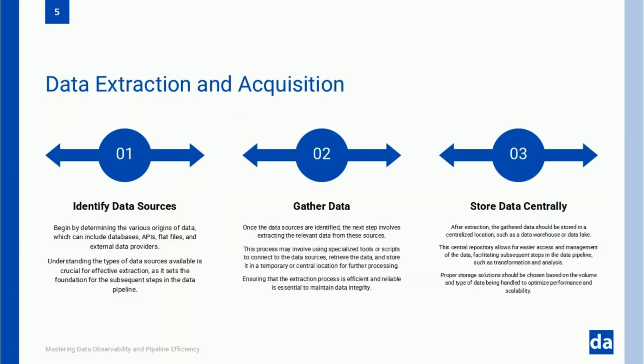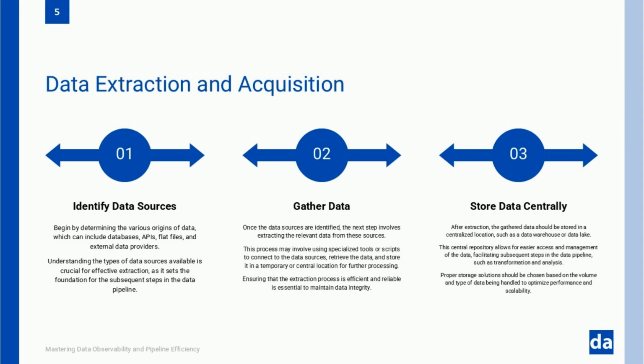Let's move to the first critical step in the data pipeline, data extraction and acquisition. Think of this as setting the stage for all downstream processes. Without strong foundations here, the entire pipeline could falter. Step 1. Identify data sources. This is where it all begins, determining where your data originates. Sources could include databases, APIs, flat files, or external providers. It's like identifying all the wells you'll draw water from. A thorough understanding of these sources is crucial for ensuring smooth extraction.